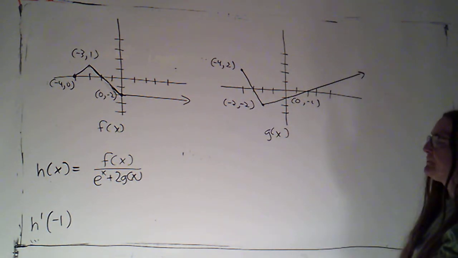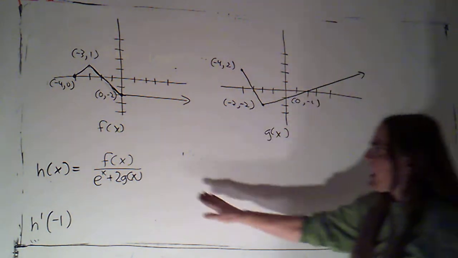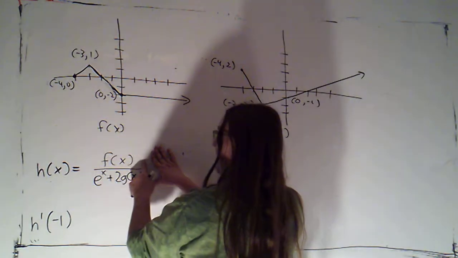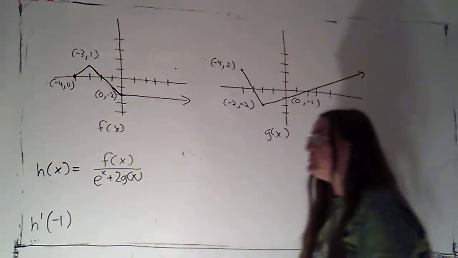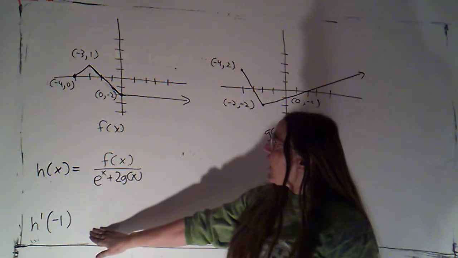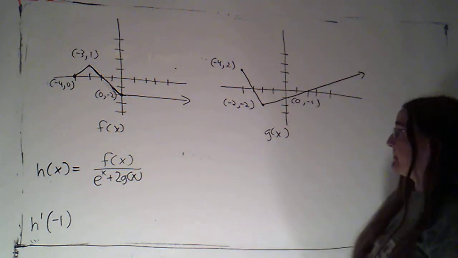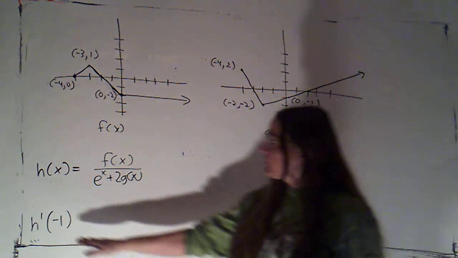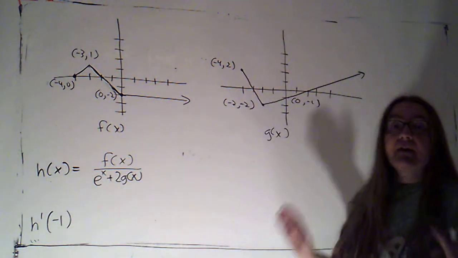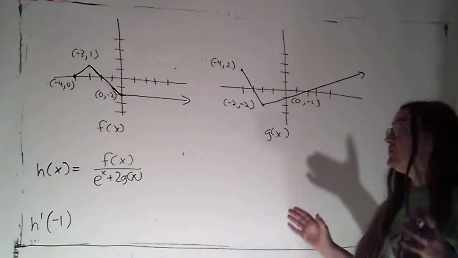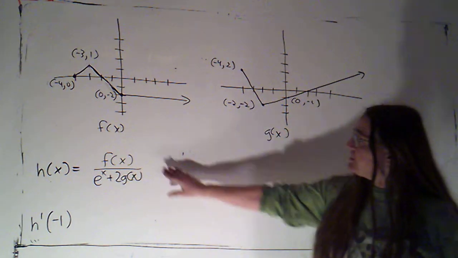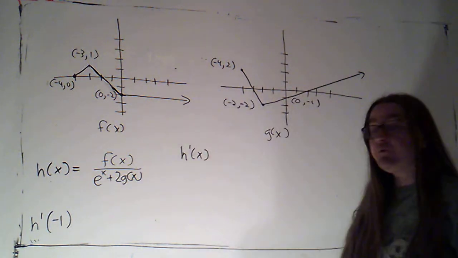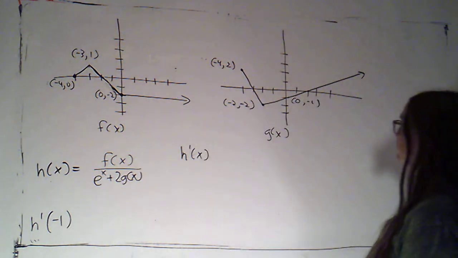What we're going to do is, using f and g and the function e to the x, create this new function h of x, which is f divided by e to the x plus 2g of x. And we're asked to find h prime at -1. If we're finding the derivative at a particular point, that's going to be a two-step process. We're going to use our rules for differentiation to find a formula for h prime of x. Once we have that formula, we can plug in -1.